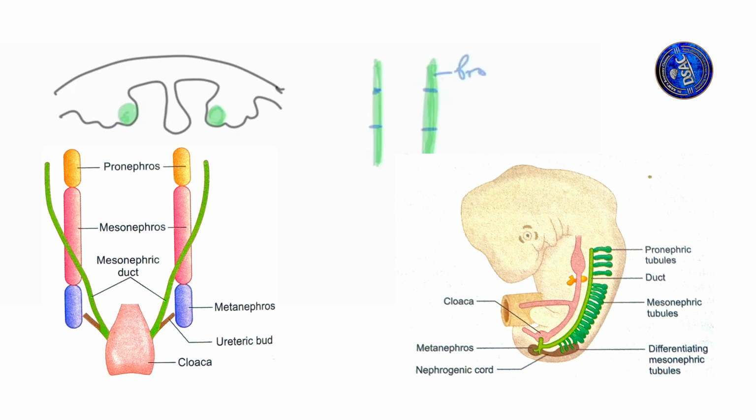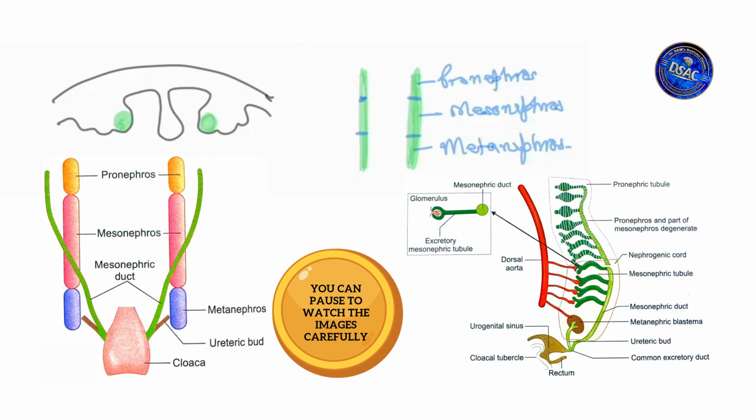This is pronephros. This is along the cervical and dorsal region. This is mesonephros along the lower thoracic and lumbar region, and this is metanephros. This is along the lower lumbar and sacral regions. So these are the two cords, the nephrogenic cord extending from the cervical to the sacral region.